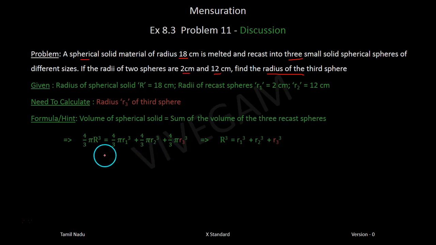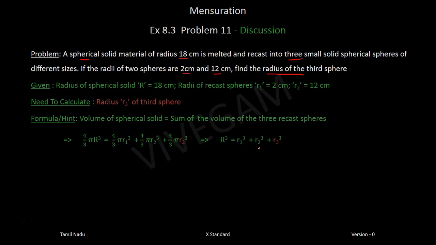Now if you see, 4 by 3 can be cancelled throughout. So once you cancel, you get R cubed will be equal to R1 cube plus R2 cube plus R3 cube. So in this equation, everything is known except R3, which is the radius of the third sphere. So it can be easily calculated by substituting the values of capital R, R1 and R2.